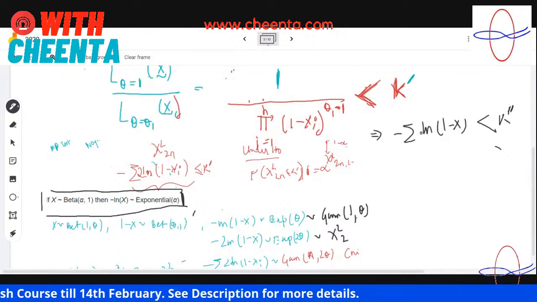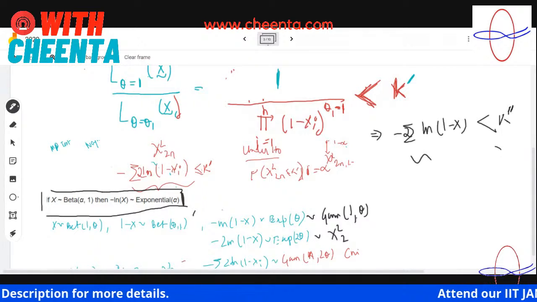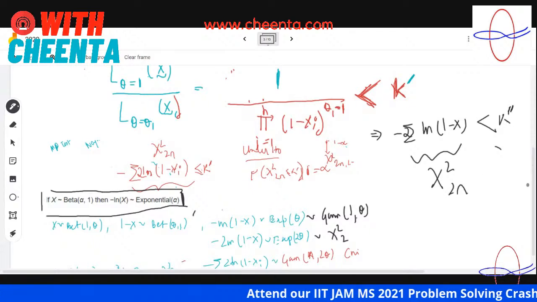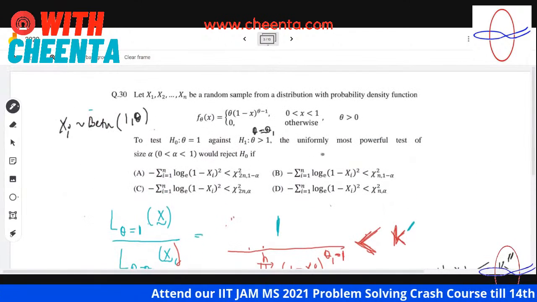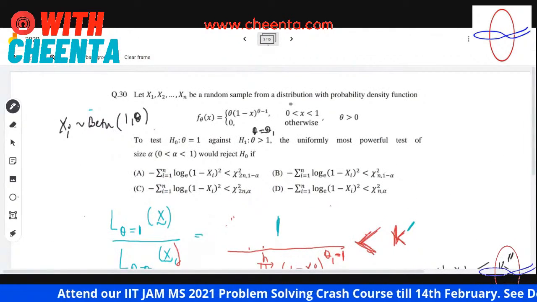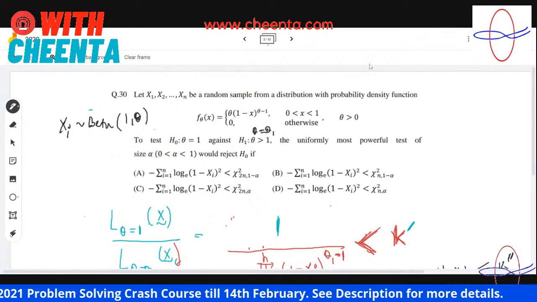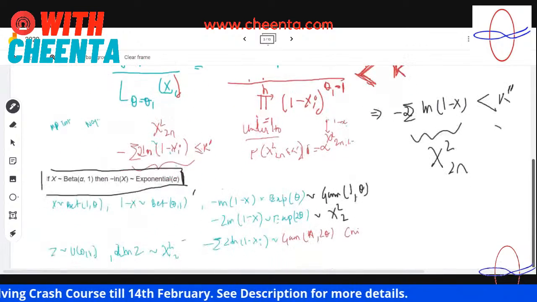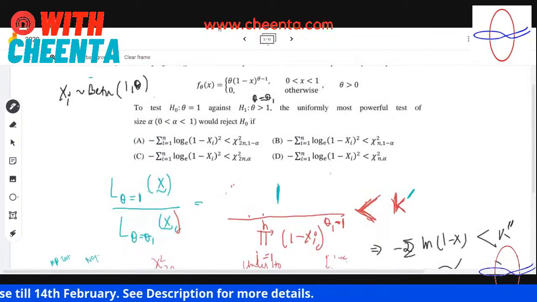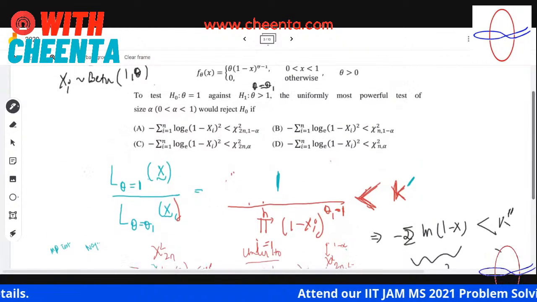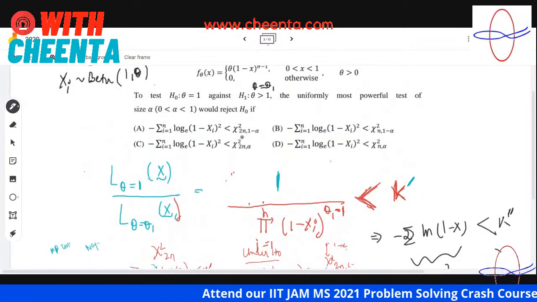Now we see that minus twice summation log makes sense, which now follows some k double dash, this form follows chi square n under H naught. Okay, because then it follows uniform. That's the idea. And therefore what you get over here is that chi square is less than or equal to k double dash. So therefore you get this test statistic over here.